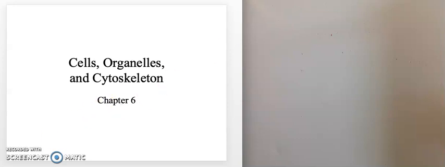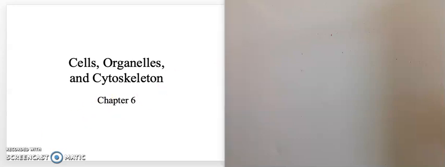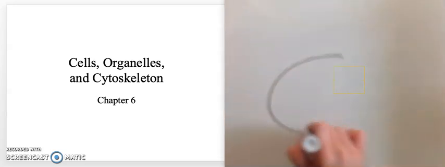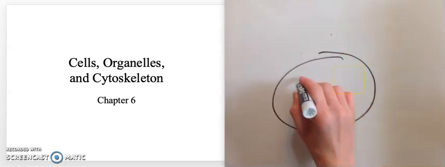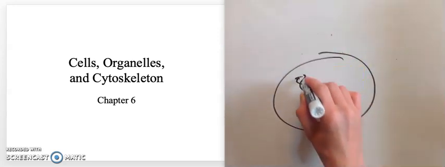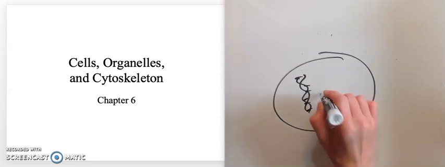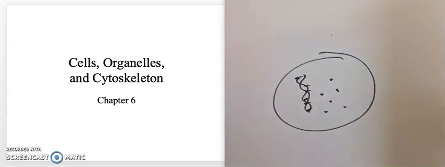Chapter 6 is all about the cell structure. So we introduced in Chapter 1, what's the bare minimum requirements for a cell? Well, you have to have a plasma membrane, you have to have DNA, and you have to have ribosomes, and you also have to have that fluid-filled space, which is a mixture of water, proteins, nucleic acids, carbohydrates that makes up the cytoplasm.